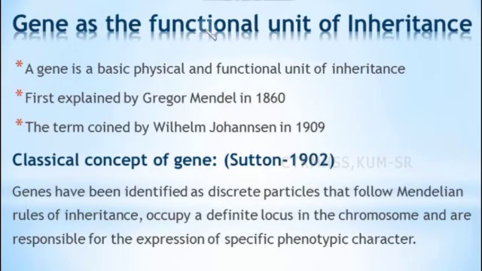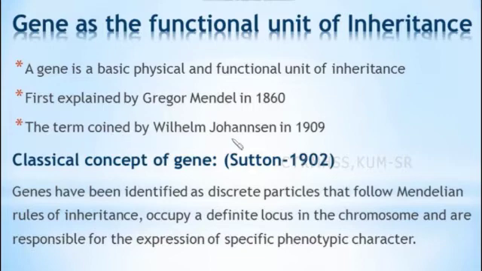Next we will see gene as the functional unit of inheritance. A gene is a basic physical and functional unit of inheritance because the gene is the one which helps to transmit the character from one generation to the next generation. So we call it the basic physical and functional unit of inheritance. This was first explained by Gregor Mendel in 1860. But at that time Gregor Mendel did not give the name gene, he called it a factor. And this term gene was coined by Wilhelm Johannsen in 1909.